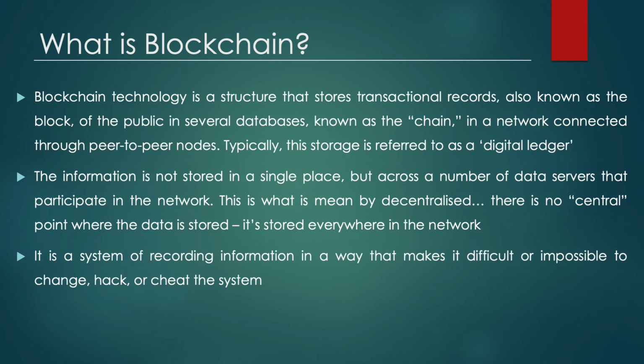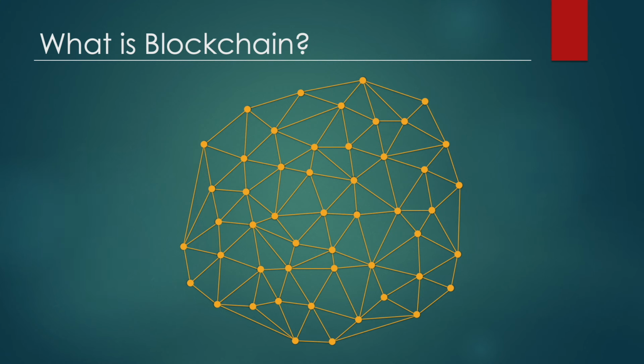It is a system of recording information in a way that makes it difficult or even impossible to change, hack, or even cheat the system. Every single transaction that takes place within a blockchain is recorded on a public ledger, available to anyone in the public to see and verify. Therefore, it is easy for someone to access the ledger in order to verify whether the transaction is legitimate or not.